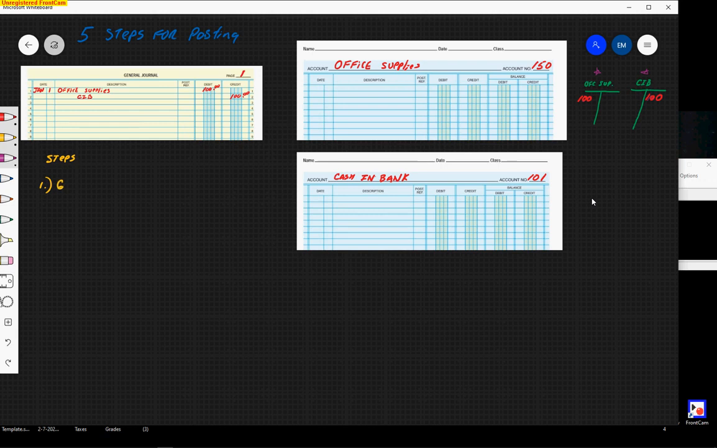What form? General ledger. Where on the form? The date column. What goes in there? Well, the date of the transaction, which in this case we know is January 1. So, date of transaction.